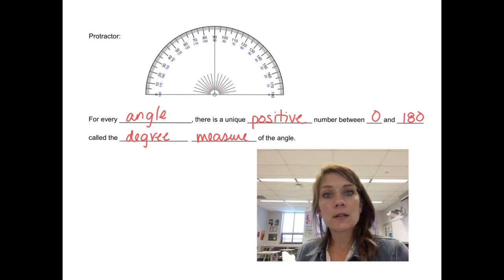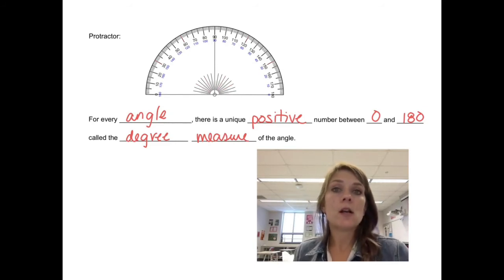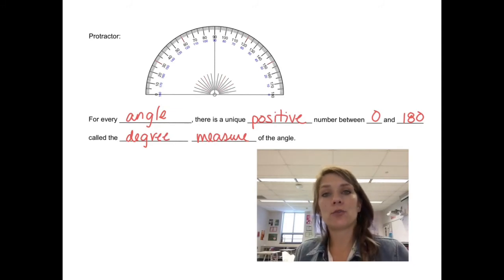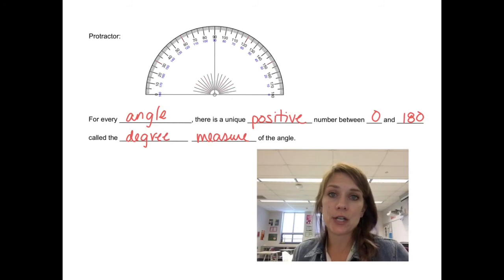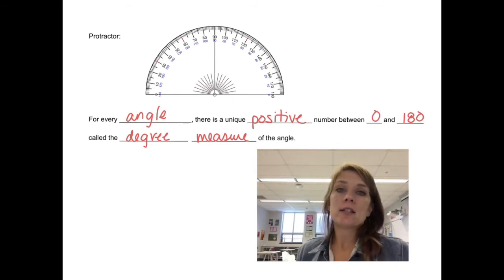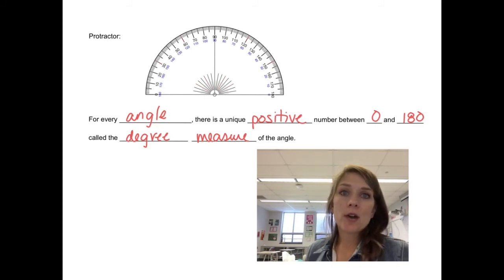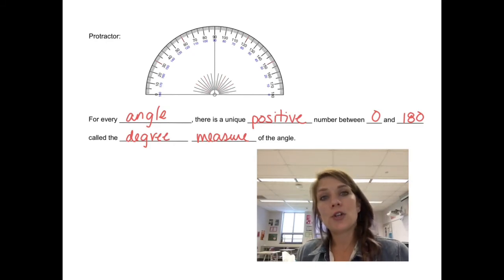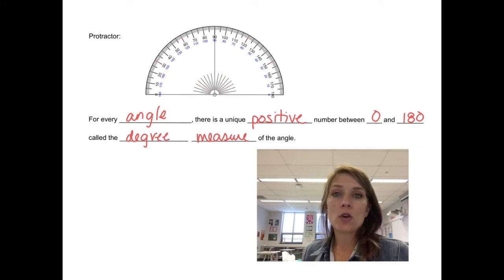Though we are going to skip the part of this lesson where you will actually be using a protractor hands-on, drawing or reading angles with a protractor in your hands, it is still important to understand what a protractor is and how it works. The protractor is what we use to measure angles, because for every angle there is a unique positive number between 0 and 180 called the degree measure of the angle. So we will use the protractor.